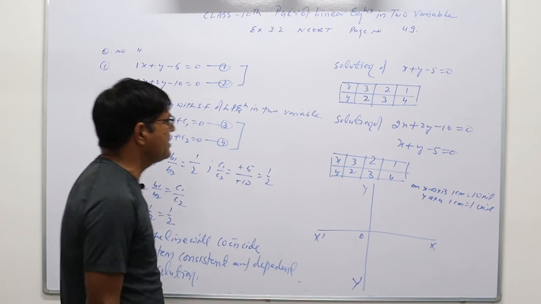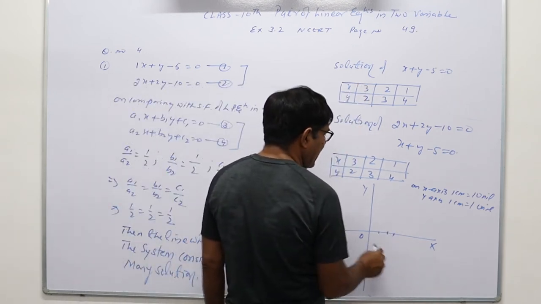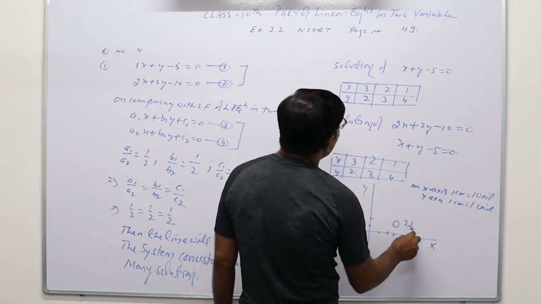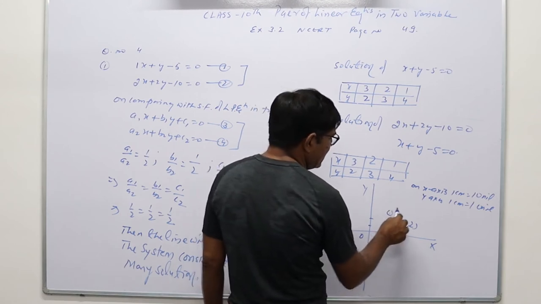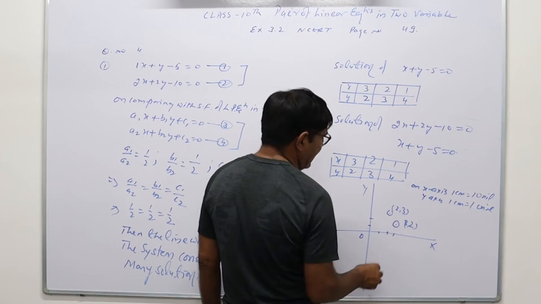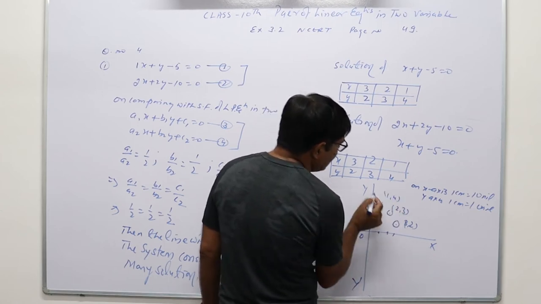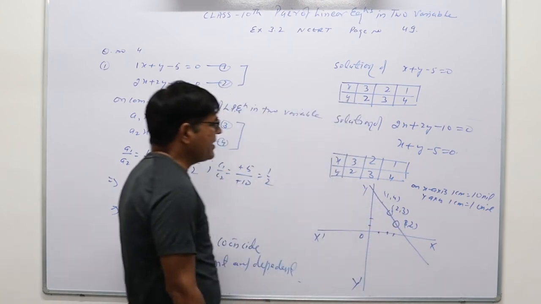So the first point is (3, 2). On x axis 3, and on y axis 2. So this is the point (3, 2). Then the second point is (2, 3), and then (1, 4). So this is the graph of the first equation.